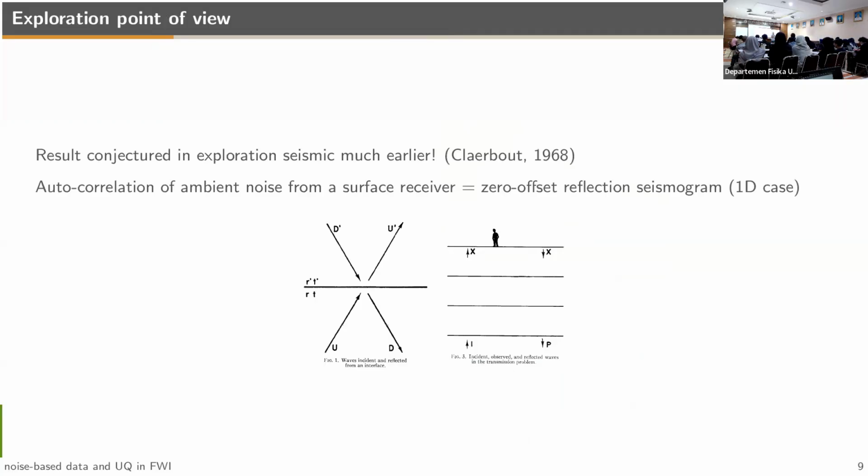In fact, this property of retrieving the Green's function was conjectured much earlier for exploration by Claerbout, in the 60s, where he discovered that the autocorrelation of ambient noise from surface measurement gives the zero offset reflection seismograph. So the use of this technique has a background almost 60 years ago by John Claerbout in the exploration frame, and then it has been applied at many scales.